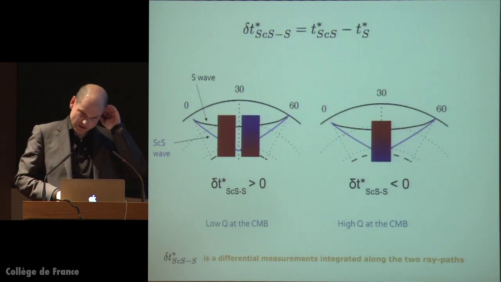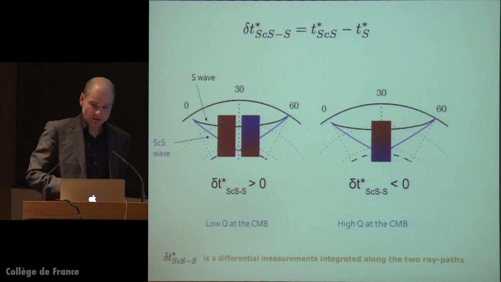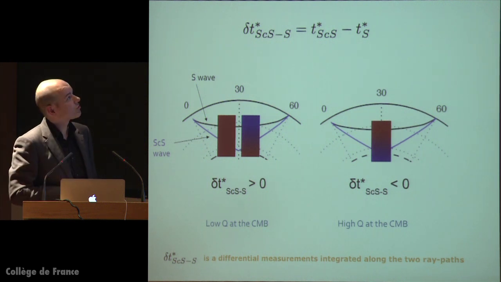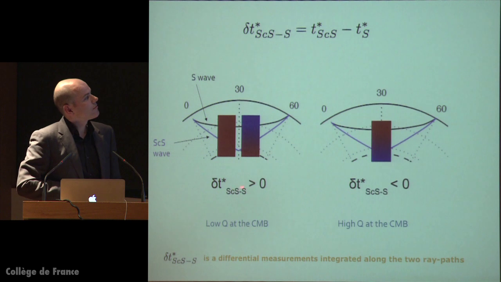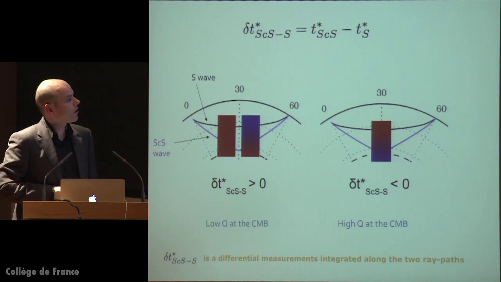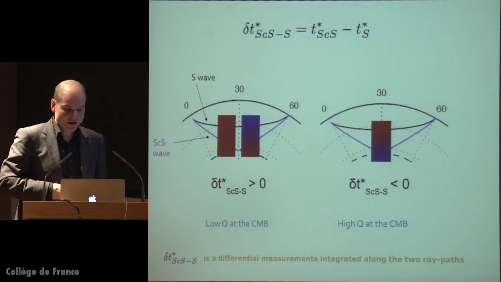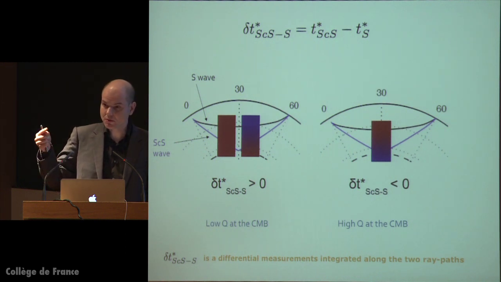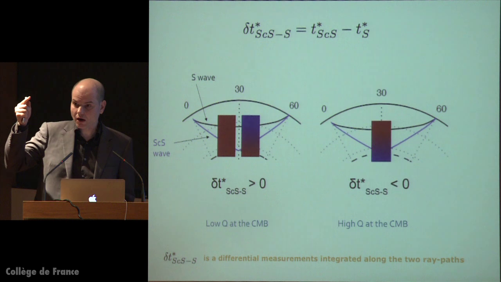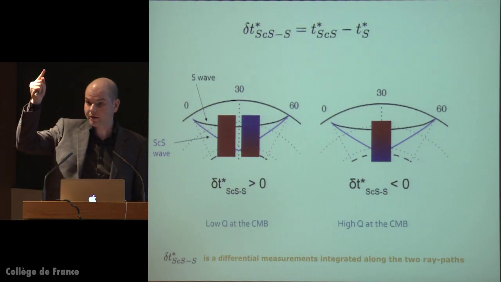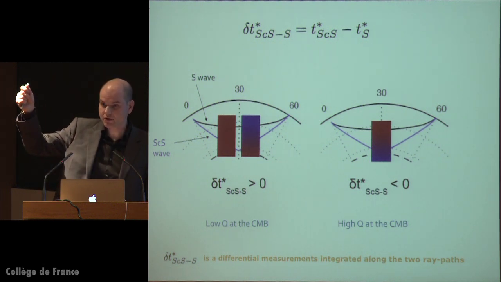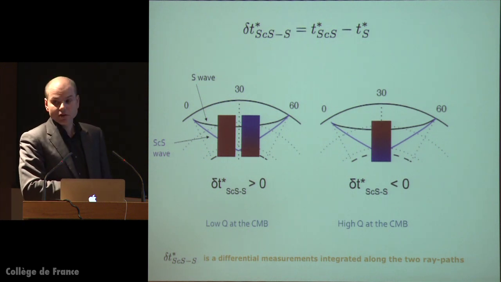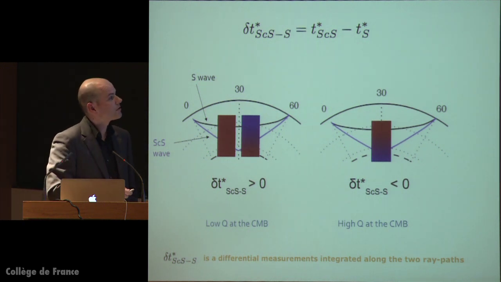So this will allow us, if we are able to measure the delta T stars, to have a positive delta T star, for example, in the case when we have low Q at the CMB. Low Q at the CMB, remember, means T star of SCS is high. So T star SCS minus T star S will be positive, if you have low Q at the CMB.